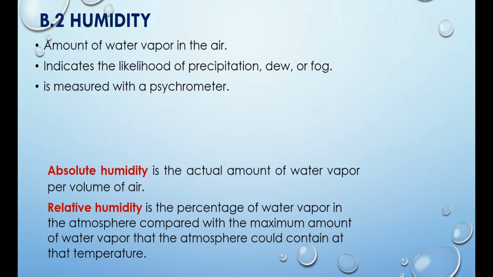Next one is the humidity. Humidity is the amount of water vapor in the air. It indicates the likelihood of precipitation, dew or fog. It is measured with a psychrometer. So humidity is the presence of water vapor in the atmosphere. That's all. And the absolute humidity is the actual amount of water vapor per volume of air. And the relative humidity is the percentage of water vapor in the atmosphere compared with the maximum amount of water vapor that the atmosphere could contain at that temperature.